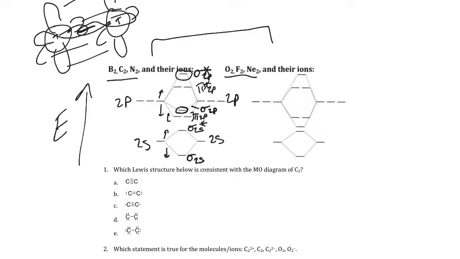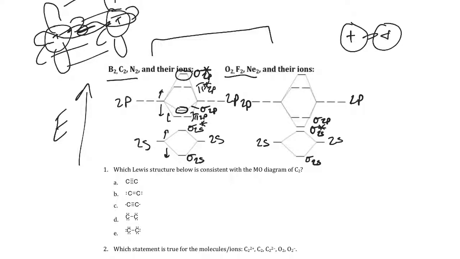Then for O2, F2, neon 2, and their ions, we saw the 2s orbitals, the 2p orbitals. Here, the big difference is that you still have the sigma 2s, the sigma star 2s, but then the sigma 2p is lower in energy. So when we're thinking of an atom like oxygen and its nuclear charge, we have some electrons here making the sigma 2s orbital, then when we're thinking of the p orbitals making the sigma overlap, we have enough nuclear charge to pull those electrons into a more stable orbital than with B2, C2, N2 and their ions.